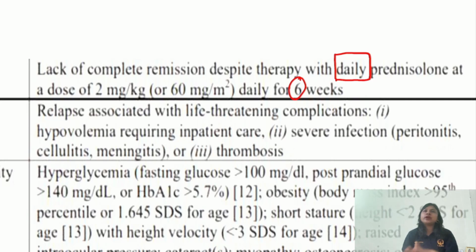So suppose you get a scenario where a child is not going into remission for 6 weeks despite daily prednisolone at appropriate dosing. What to do next? Then the answer will be renal biopsy. What drug you will prefer? Answer will be calcineurin inhibitors. उसमें भी अगर चूज करना पड़ा तो tacrolimus over cyclosporin.